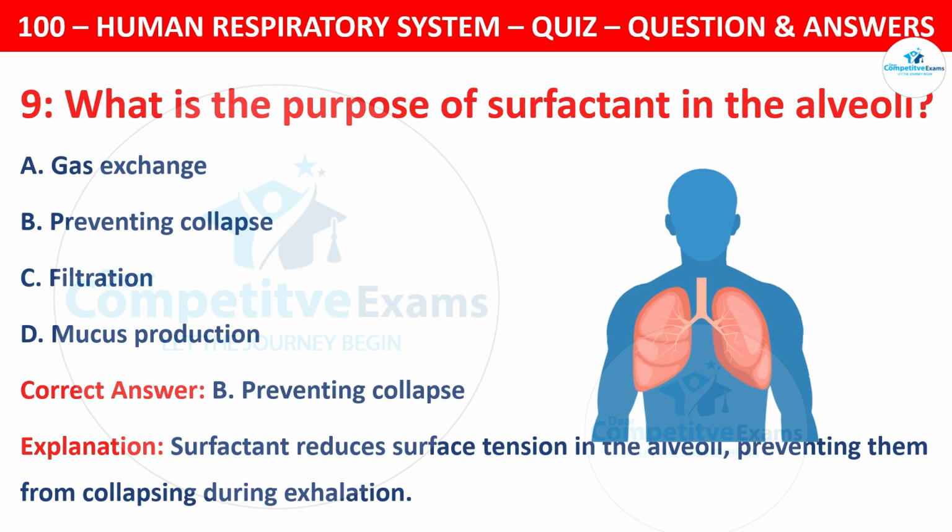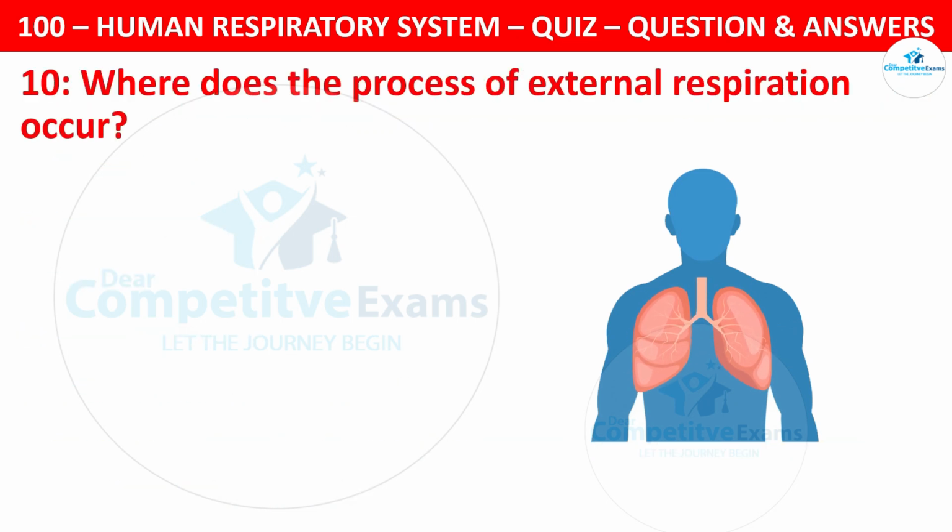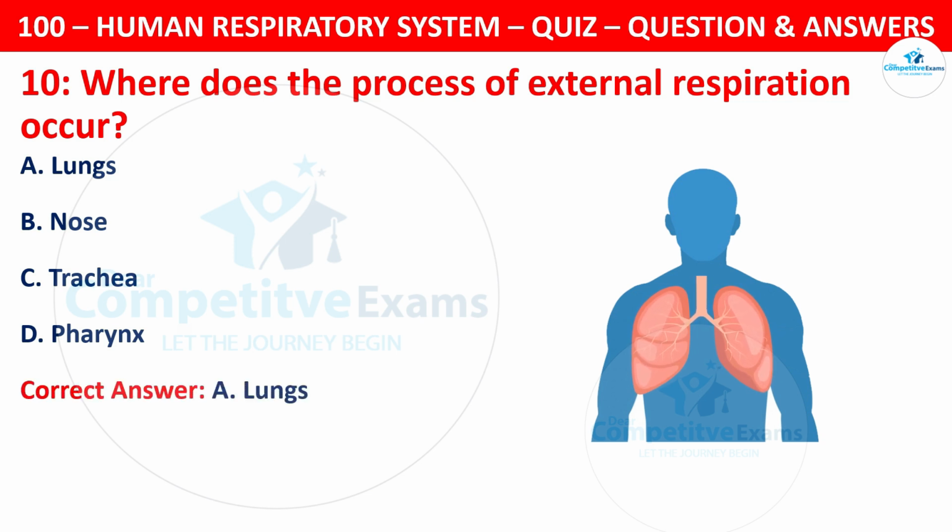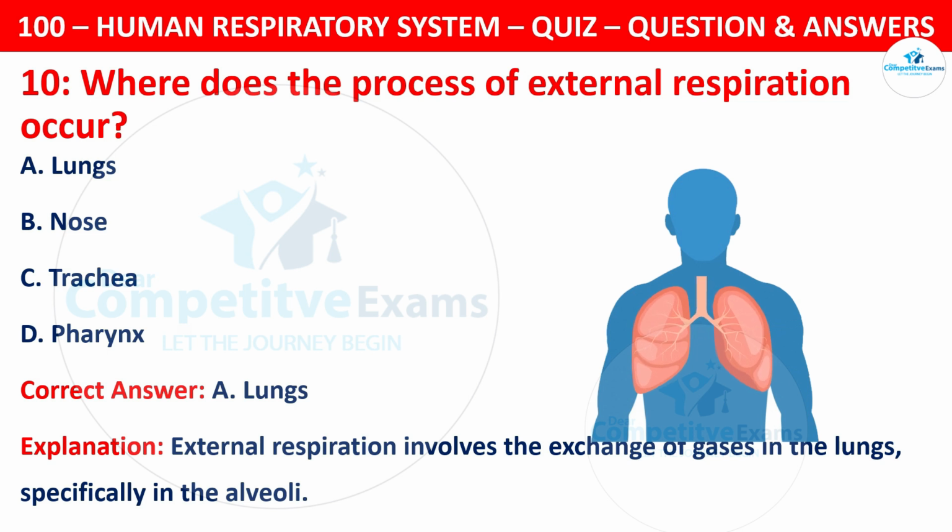Question number 10. Where does the process of external respiration occur? Your options are lungs, nose, trachea, or pharynx. The correct answer is A, that is lungs. External respiration involves the exchange of gases in the lungs, specifically in the alveoli.